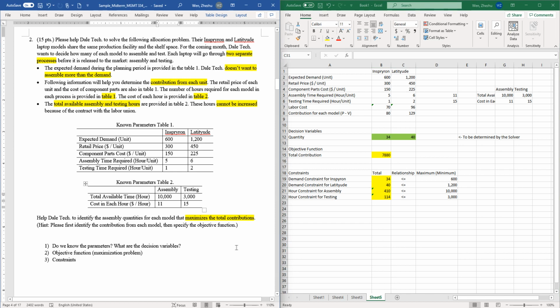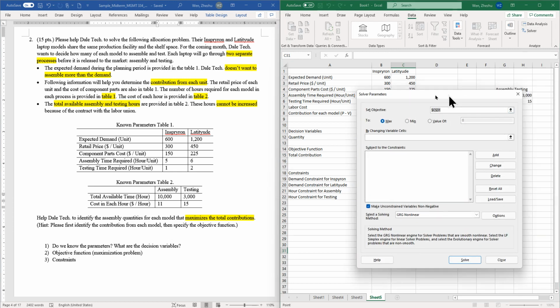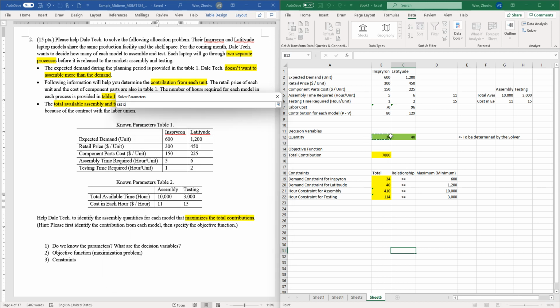The next part is actually the most challenging part, identifying the solutions, but luckily we don't do that manually. So I'm going to run my solver, and I am going to specify the objective function, which is 7880. This is a maximization problem. We're trying to maximize the contribution by changing the quantity of Latitude and the quantity of Inspiron.